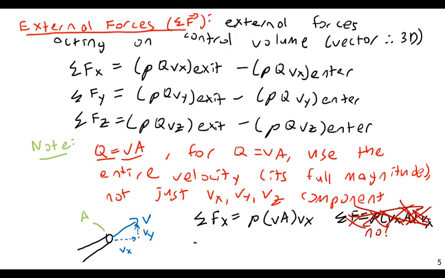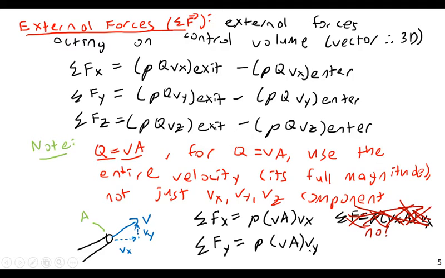Okay, so the summation of forces in the y direction then, of course, will be the same: rho VA times Vy. Same idea. We use the full flow rate for the Q, but for the Vy, we use only its component.